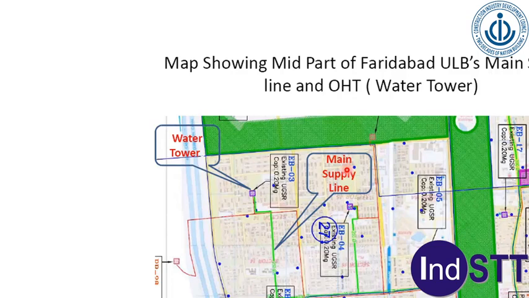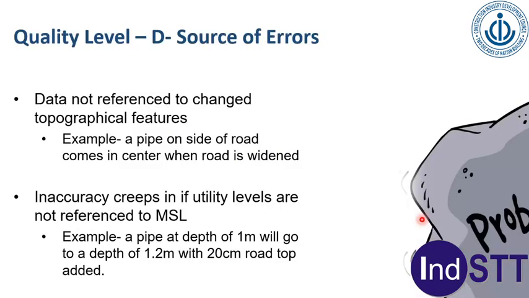Now, source of errors, of course, data is not referenced to changed topographical features. For example, a pipe on the side of the road comes in the center when the road is widened. Inaccuracy creeps in if utility layers are not referenced to MSL. So, for example, a pipe at a depth of 1 meter will go to a depth of 1.2 meter with 20 centimeter road top added. As designed are mostly reproduced as built. So, quality level D, of course, as I said, is the least reliable source of data.